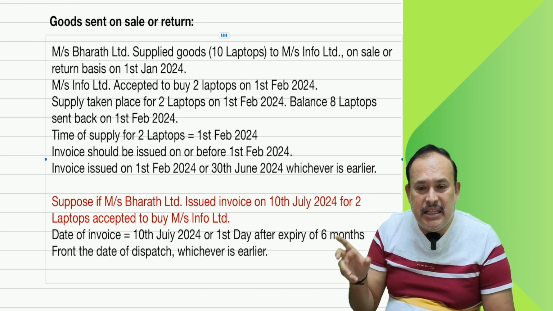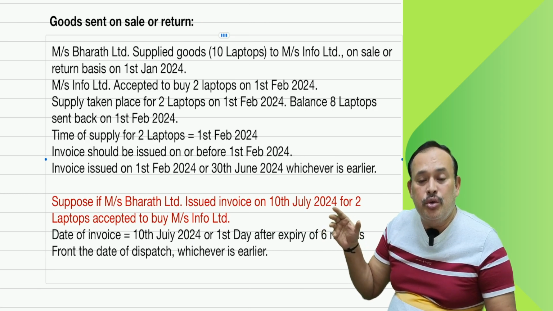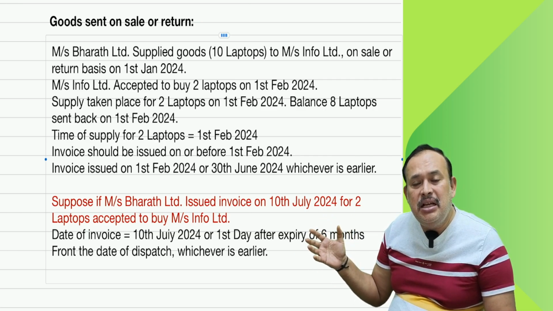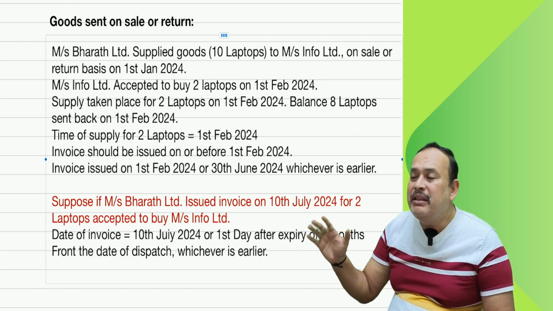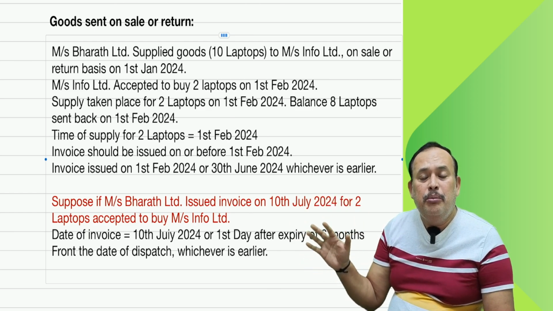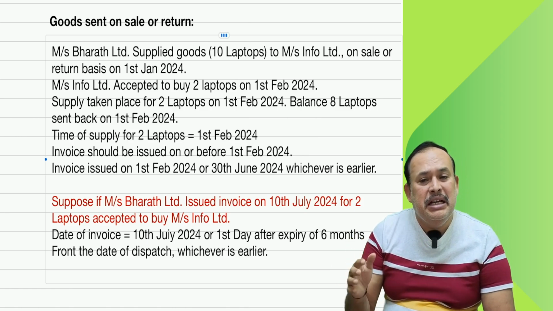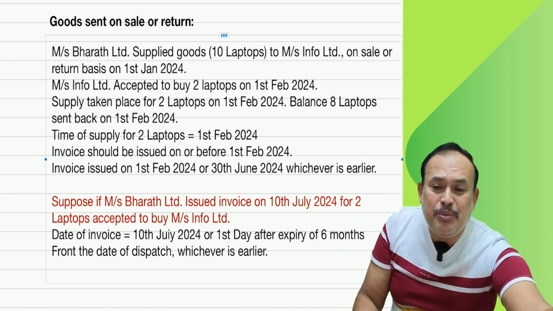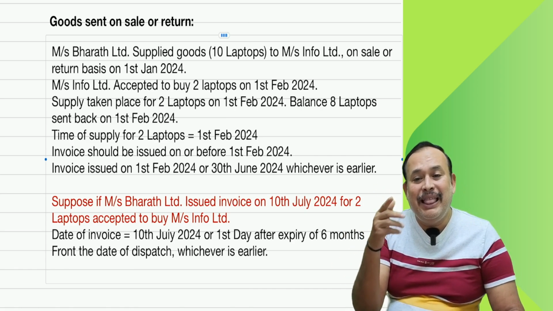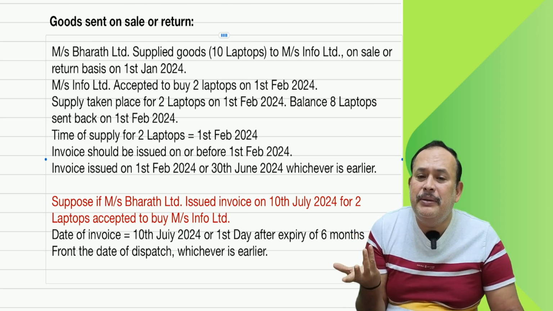So I mean to say that time of supply for supply of goods which is sent on sale or return basis: at the time of sending the laptops, that is not a time of supply, not a sale. Subsequently, buyer accepted, that is the time of supply, if the invoice is issued on or before that date. If invoice is not issued for a period of 6 months from the date of dispatch, then obviously the first day that occurs after expiry of 6 months from the date of dispatch is the time of supply in the given case.